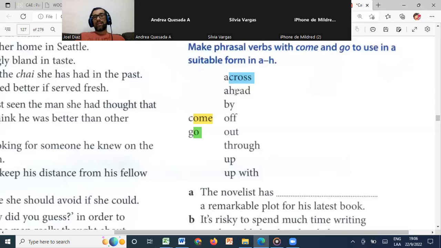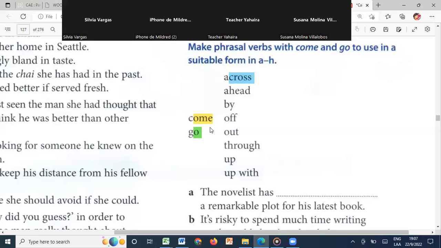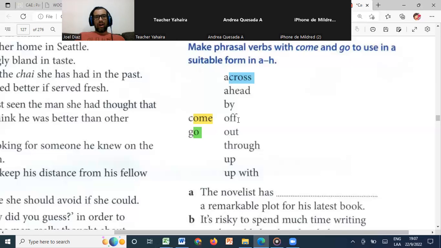Mildred, ahead goes with which do you think? Come or go? Go ahead. Correct. Go ahead, right? Okay, very good. Now, Jahaira, what about by? Which one do you think goes with by? Go. Very good. Go by. Very good. Well, we're waiting for Susana, but again, Jahaira, for example, off. Which one goes with off? Go out. Oh, with off, with off. I think that is come off. Go. I mean, that can be go off.